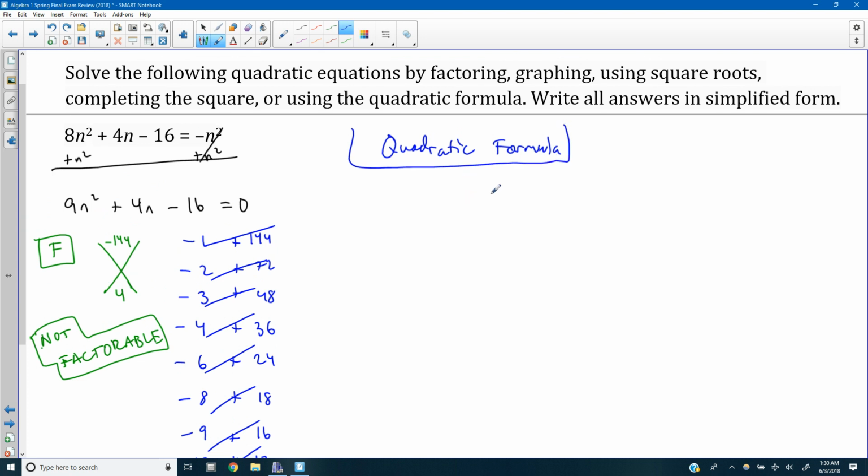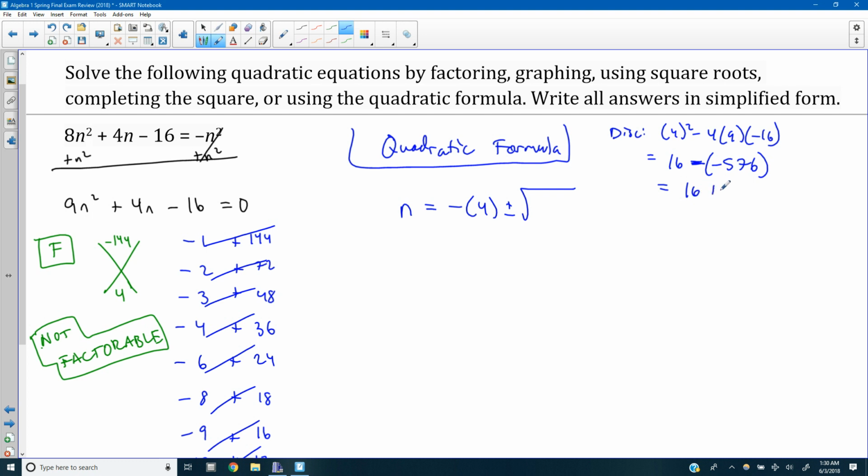So here we go. n equals negative b plus or minus the square root of, let's do that discriminant over here, b squared minus 4ac, which is 16 minus, oh boy, this is a big number, 144 times 4 is 576. Now, this is going to be minus a negative because this is negative here and I'm subtracting. So 16 plus 576, which is 592. Square root of 592 all divided by 2 times a, which is 9. 2 times 9.